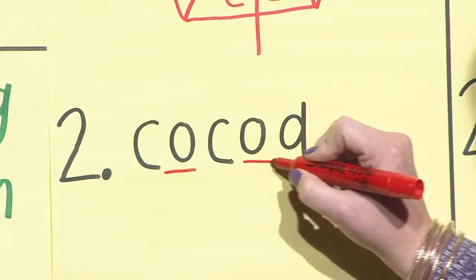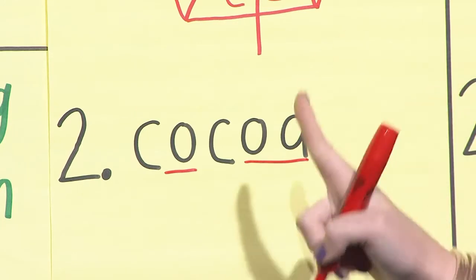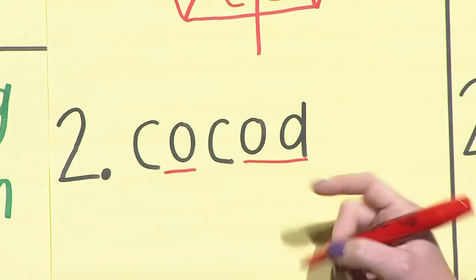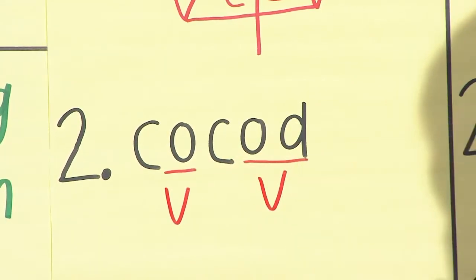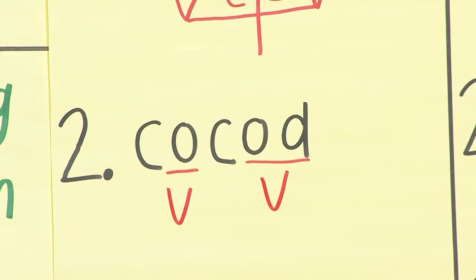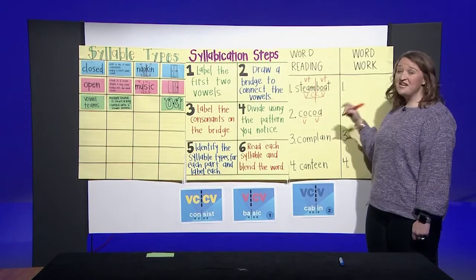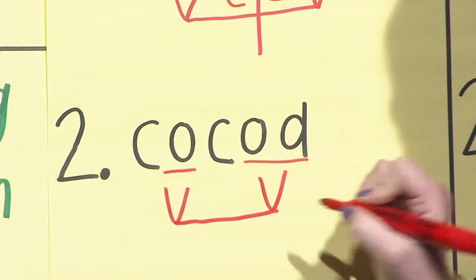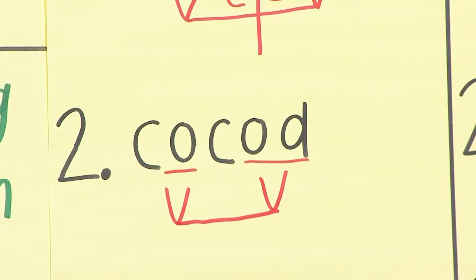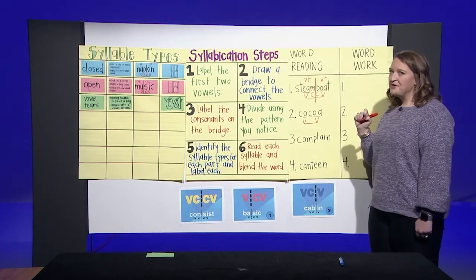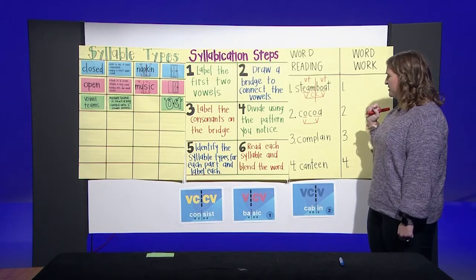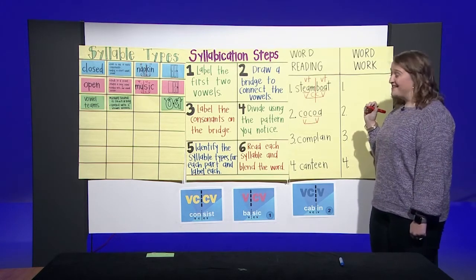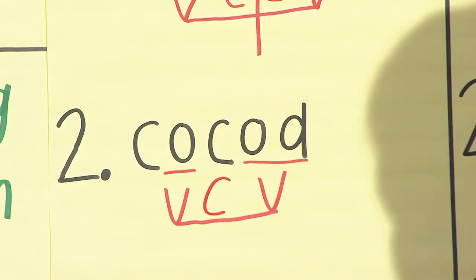So we see actually 2 vowels, but we're only drawing 1 line. Remember, because those are a team, so we only hear 1 vowel sound. So under there, we're writing our V's for vowels. Step 2, draw your bridge to connect your vowels. Now step 3, label your consonants on the bridge. What consonant do you see? I see the consonant C. We only have 1 consonant on our bridge.